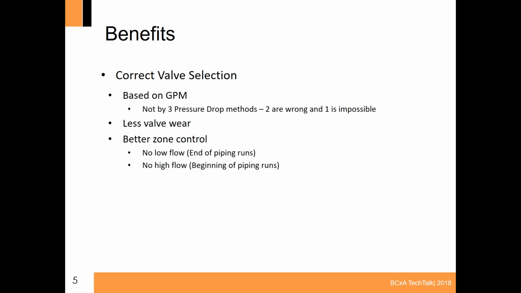Okay? So with having the pressure independent, it's delivering the proper GPM and stopping at that max point, so you're not over pumping, which allows the system to deliver full flow to those end piping runs.